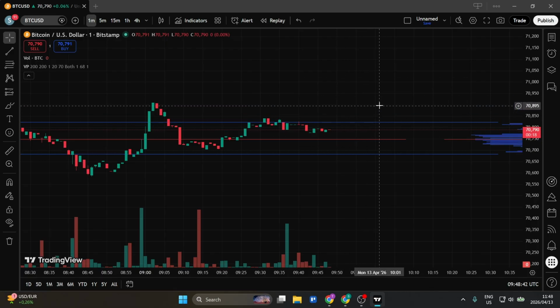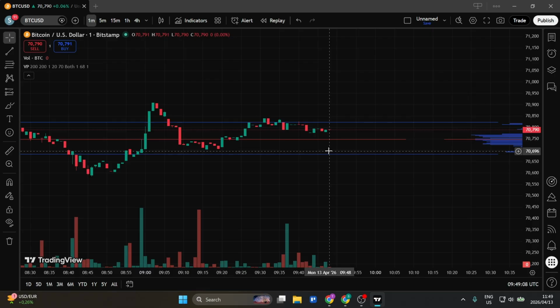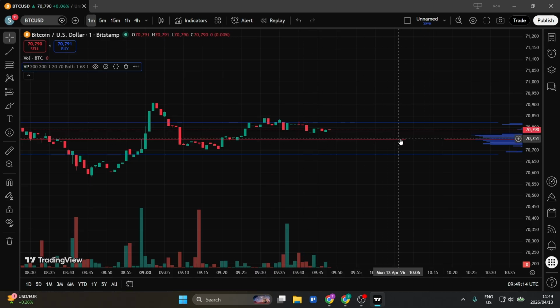The VAH is the value area high. That's the blue line right over here. Then below that, you will have the VAL, which is the value area low. And then you have the POC, which is the point of control, which is the line just over here in the middle, the red line. If you click on it, you'll be able to come over here and actually see the settings for these lines.